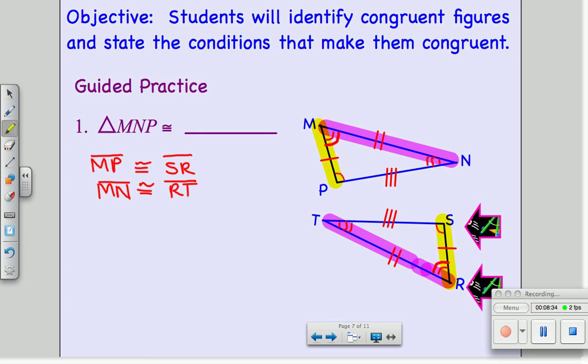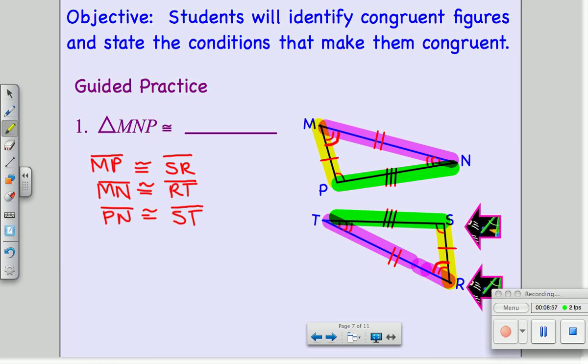And next, the last line, is it also congruent? Yes, it is. It has 3 marks, and this one also has 3 marks. That means they're the same size. So I can say that line PN is congruent to line ST.